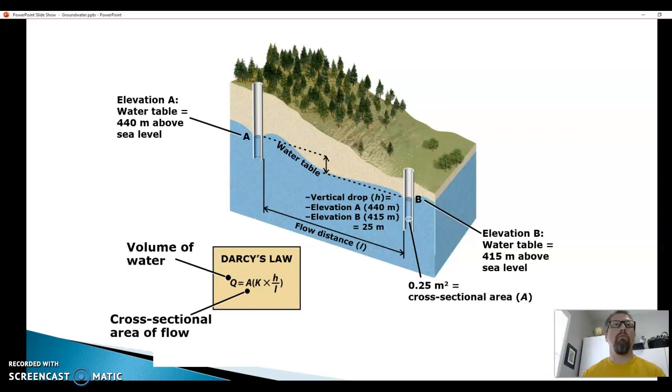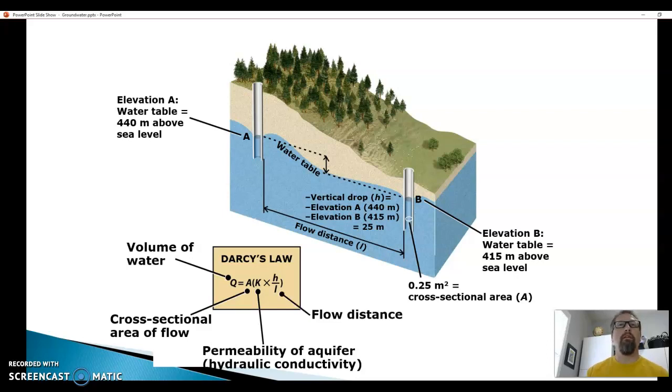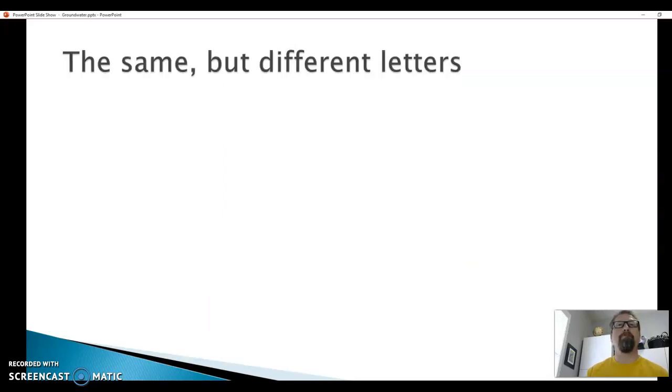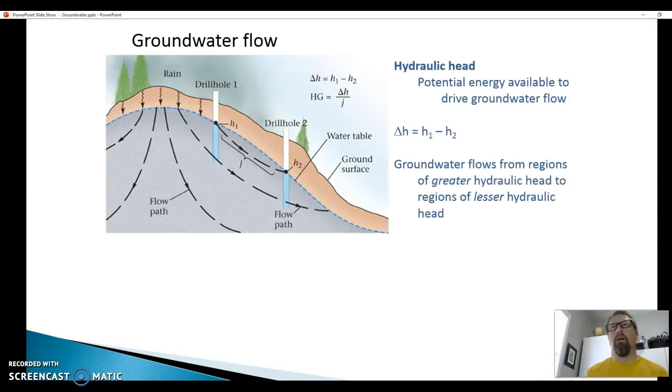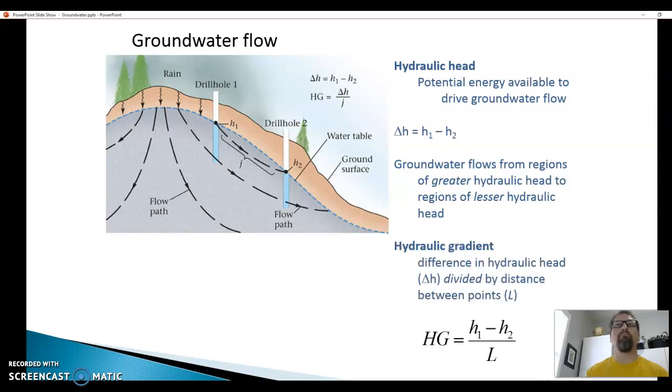So the volume of water, the cross-sectional area of the flow, the permeability of the aquifer, which is often what we're trying to solve for, the flow distance, and the height. All right. Like a lot of equations, sometimes different letters are used. So here the hydrologic gradient, or the difference between the two, H1 to H2, and then the length between them.